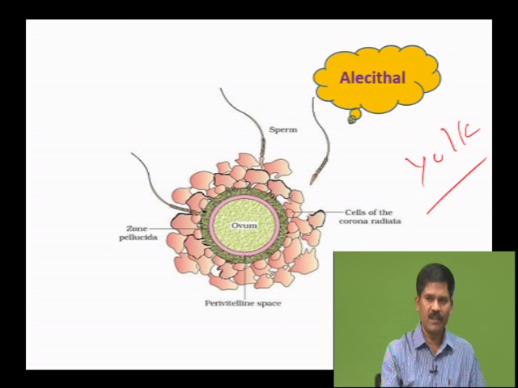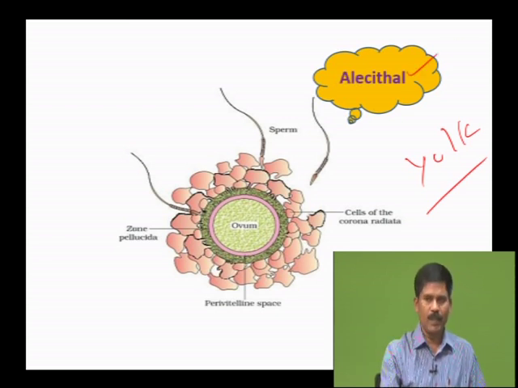In the human egg, the development of the fetus is internal. So the developing fetus gets its nutrition directly from the mother through the placenta. Therefore, there is no need of yolk. That's why the human egg is free from yolk. This condition is called alecithal.